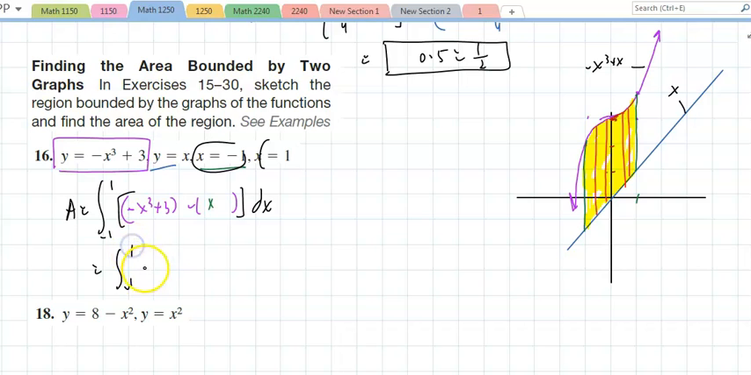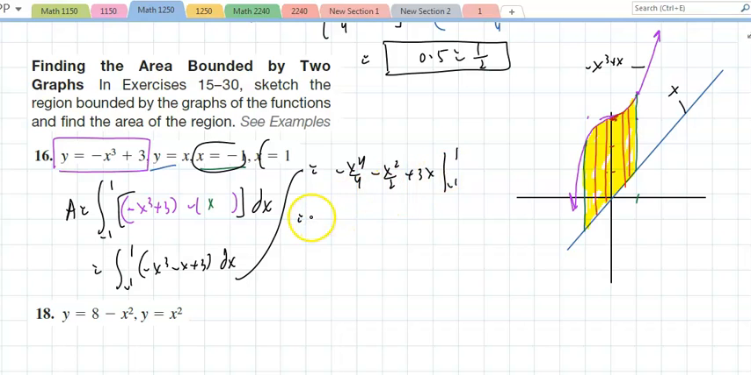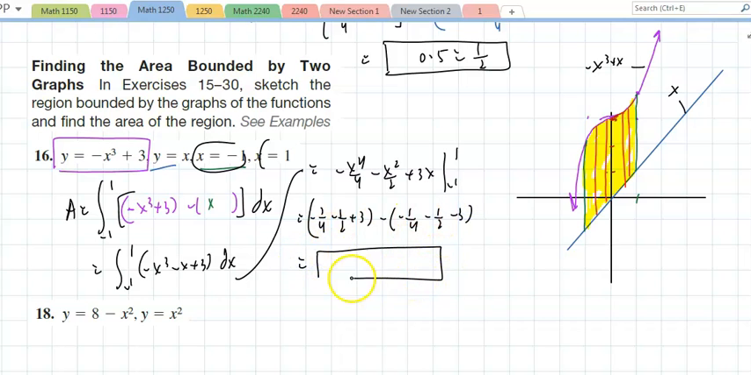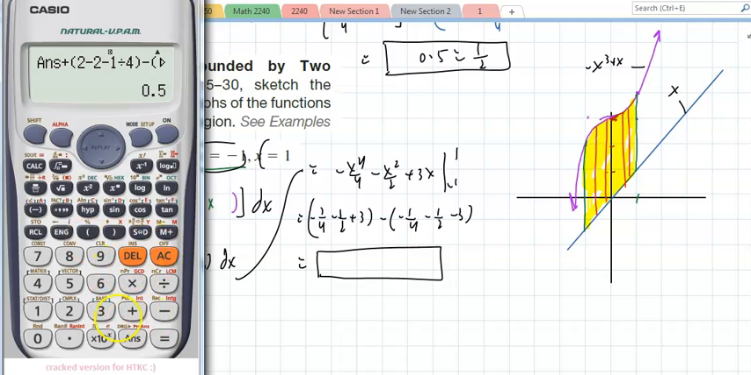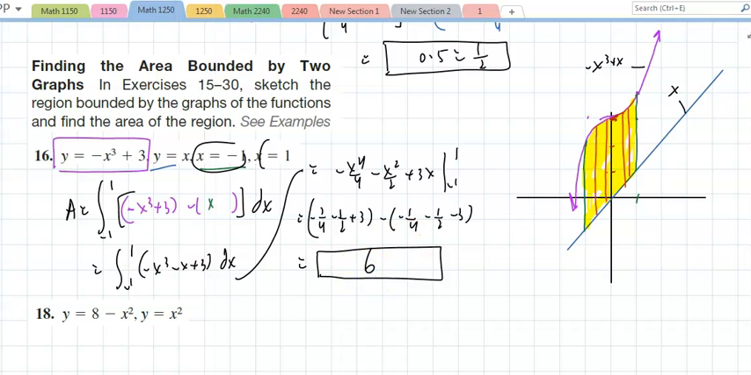So this is the integral from negative 1 to 1 of negative x cubed minus x plus 3 dx. That would be negative x to the fourth over 4 minus x squared over 2 plus 3x evaluated from negative 1 to 1. Throw the 1 in, negative 1/4 minus 1/2 plus 3 minus a negative 1 in, negative 1/4 minus 1/2 minus 3. I get my calculator out, throw that in, and I'll get a negative 1/4 minus 1/2 plus 3 minus, make sure to use parentheses, a negative 1/4 minus 1/2 minus 3, 6. There it is, done.